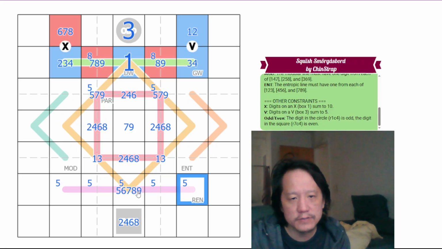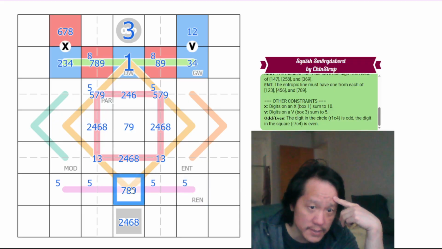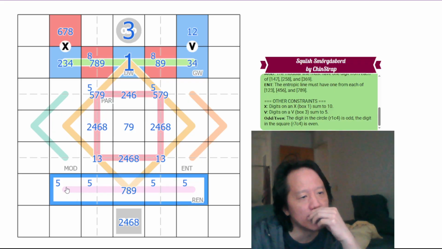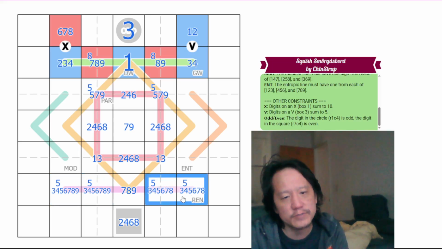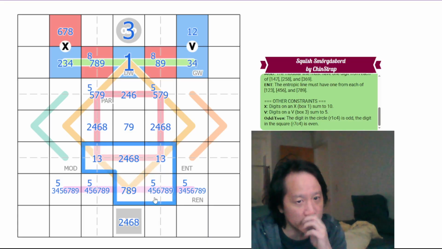That means this digit has to be 4 or more away from 1 and 3. So this is 7, 8, or 9. So this cannot be 5. We are guaranteed at least a 7. So this is either 3 through 7, 4 through 8, or 5 through 9. So this has to be 3 through 9 as possibilities, but this can't be 3, and this can't be 3 because of the 1-3 pair in box 8.